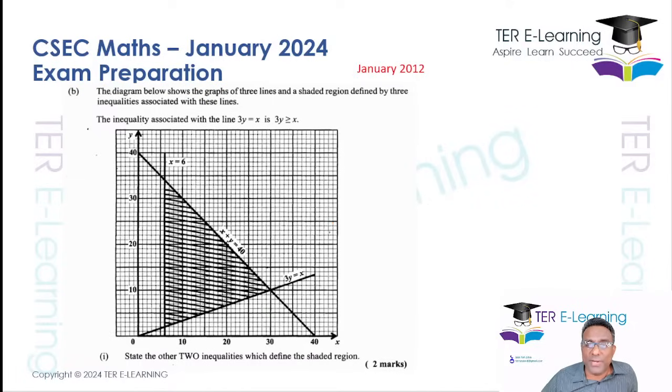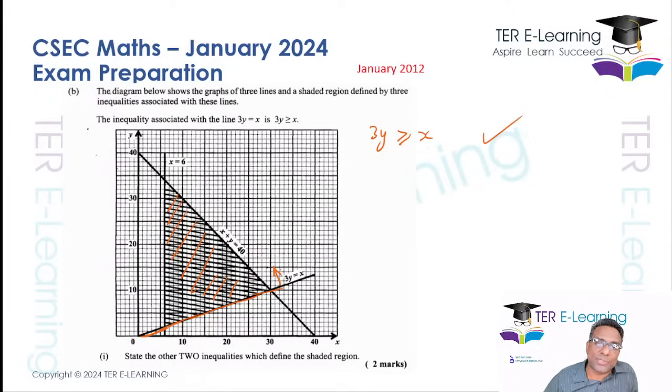So what they've done, you have 3 lines. Now this here represents the shaded region. They already gave us one of the inequalities. They said one inequality is this: 3y is greater than or equal to x. That takes care of this line here, so you're shading everything above that line.